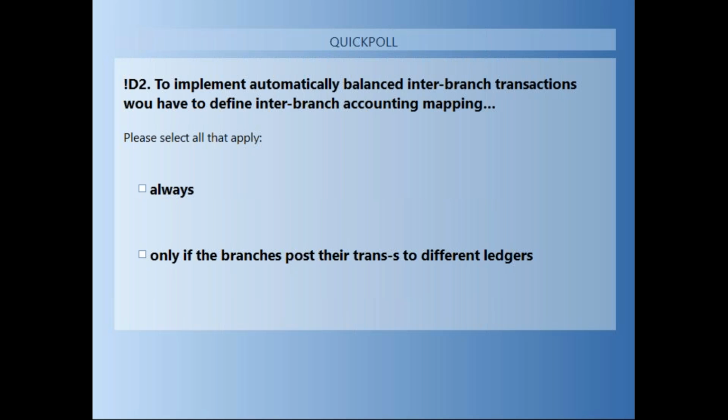Okay, this is the third question. I'm sorry, the sequential order got messed up on my screen over here. The question here is to implement automatically balanced interbranch transactions. The answer options are: you have to define interbranch account mapping. You have to define interbranch account mapping only if branches post their transactions to different ledgers. Yes, they have only two answers, and there is no third answer on this one.